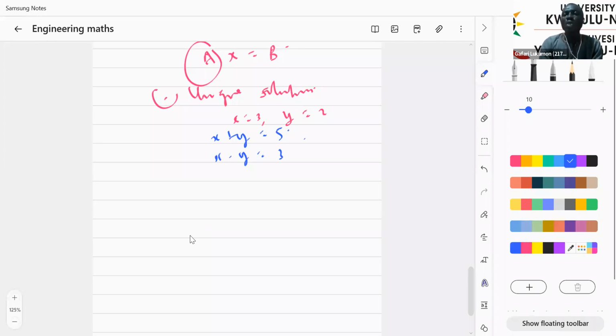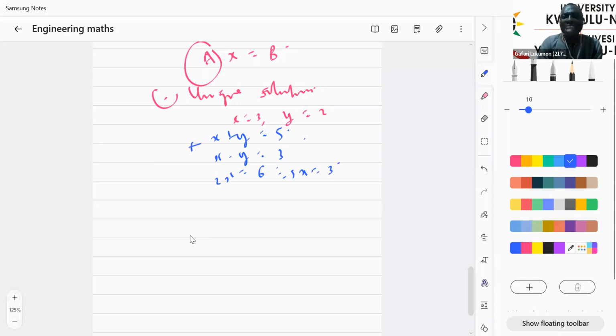I hope you understand. So if you want to solve this simultaneously, maybe you want to use any of your method, maybe elimination method or substitution method. Maybe I just add the two equations together. This is going to give me 2s equal to 6. So which implies that my s is equal to what? 3. I hope you understand now.